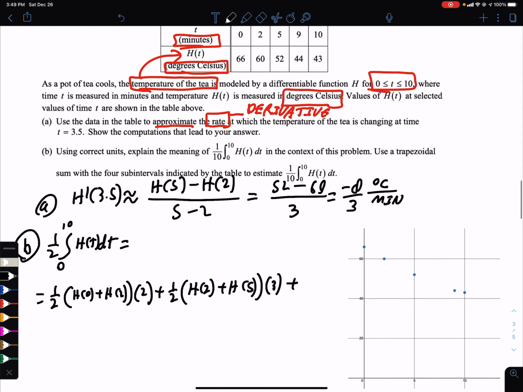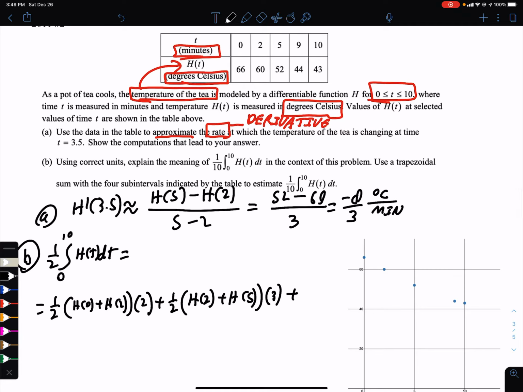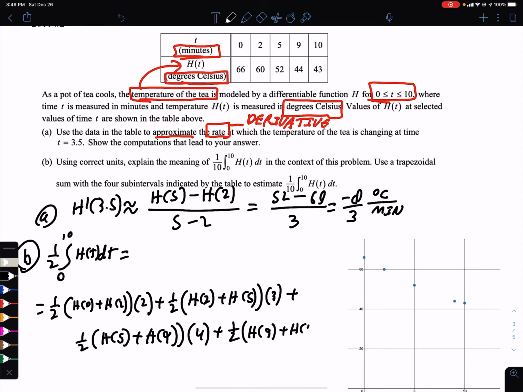And since I'm running out of room, I'm going to start on the next line. The third interval will be from 5 to 9. So it's going to be 1/2 h of 5 plus h of 9. And the width is going to be 9 minus 5, so it's going to be 4. And then the last interval will be from 9 to 10. So 1/2 h of 9 plus h of 10. And the width is from 9 to 10, which is 1.